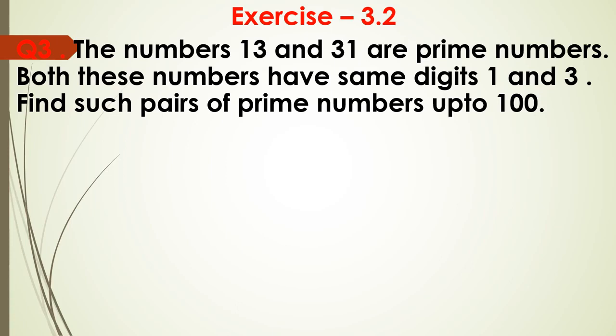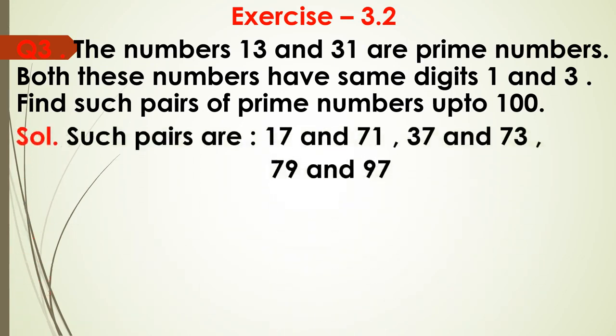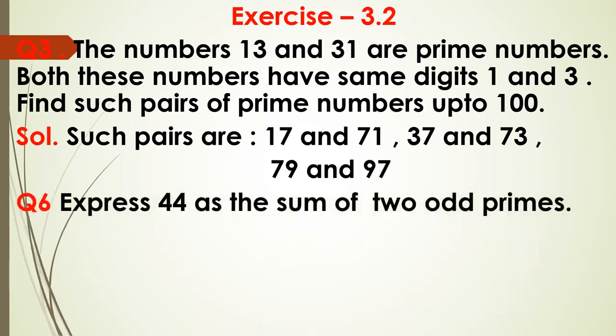See solution now. Such pairs are 17 and 71. Both are prime numbers and digits are also same, 1 and 7. 37 and 73. Both are prime numbers and digits are also same, 3 and 7. 79 and 97. Both are prime numbers and digits are also same, 7 and 9. Understood this question?